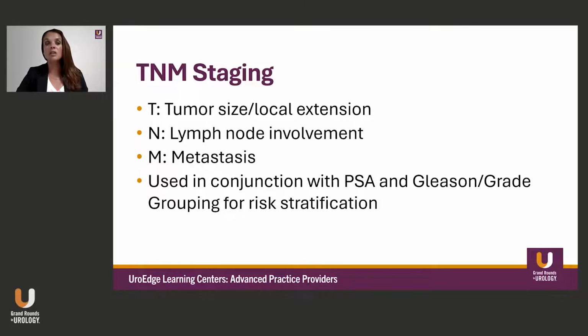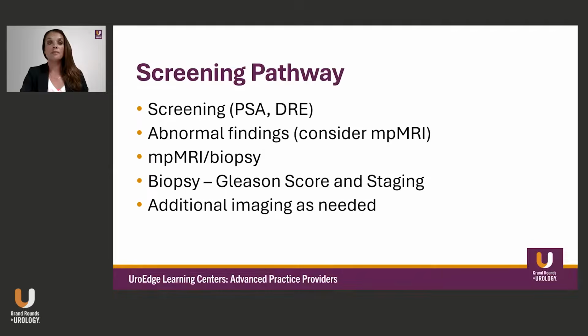Next, we have TNM staging. So T indicating tumor, that includes size and local extension, N, lymph node involvement, and then M, metastasis. This is used in conjunction with PSA and then that Gleason and grade grouping for risk stratification.